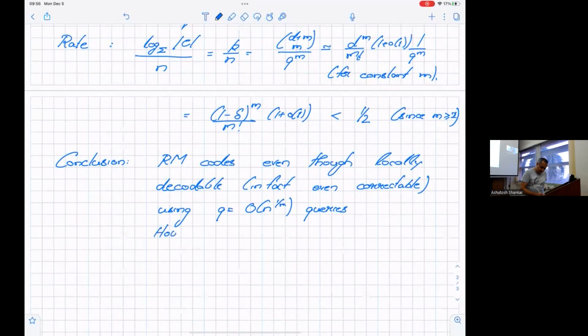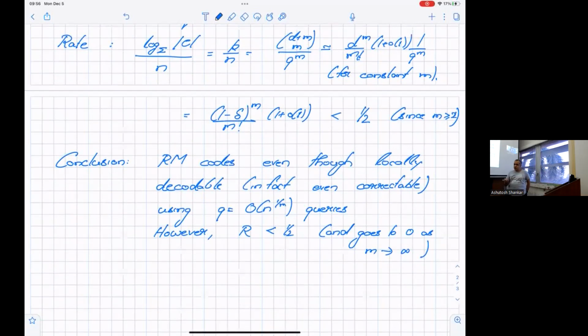However, the rate is always less than half and goes to 0 as m goes to infinity. So the rate is actually shrinking.